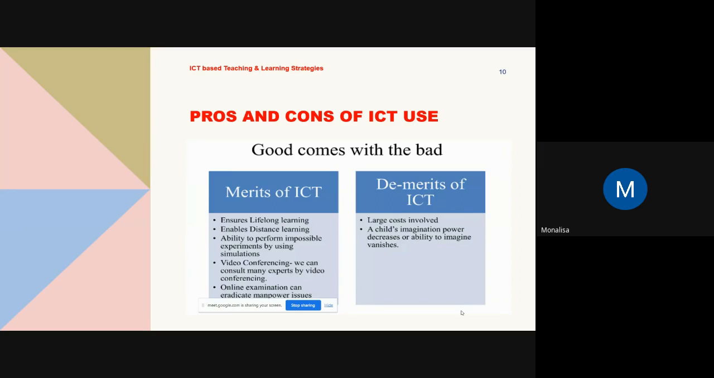That means if you are using computers, networks, web-based learning, or e-learning materials, you have to invest some cost. So it takes much more cost to provide e-learning to each student, and the availability of everything at the tip of the finger will diminish the imagining power of a child. And these are the merits and demerits of ICT.